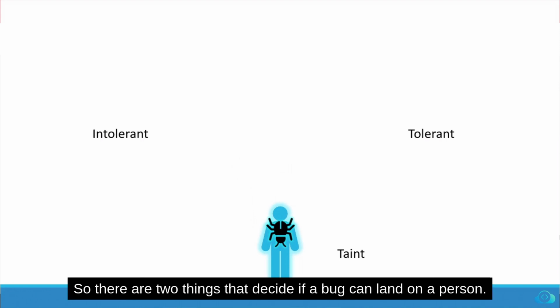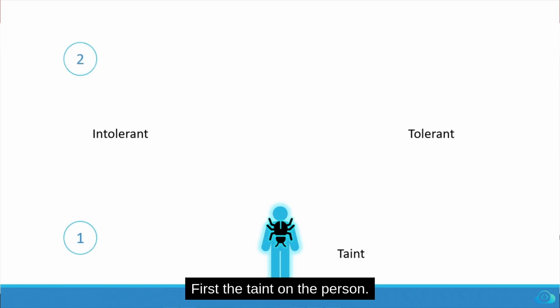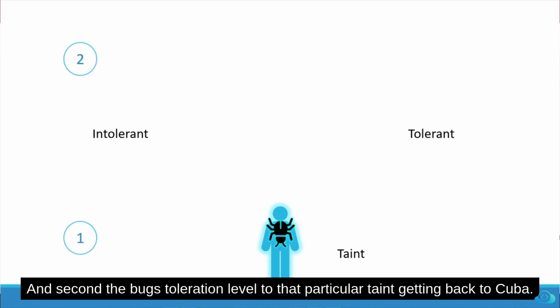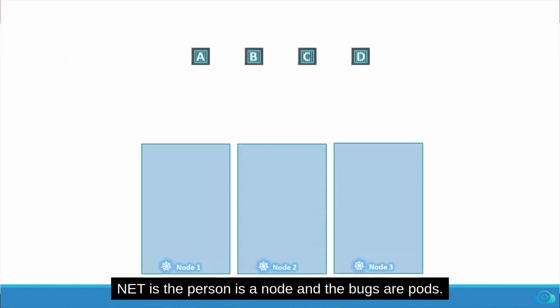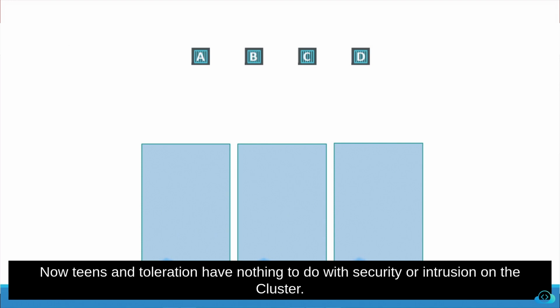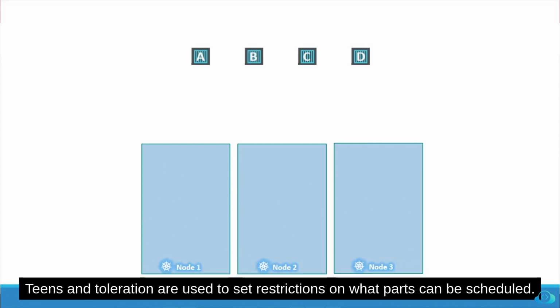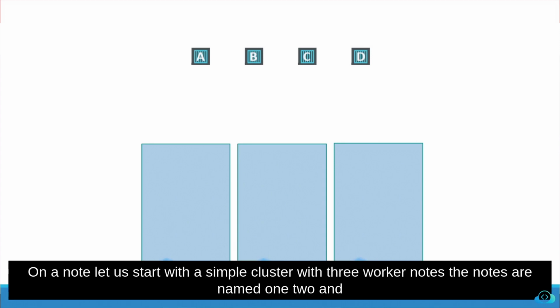So there are 2 things that decide if a bug can land on a person. First, the taint on the person, and second, the bug's toleration level to that particular taint. Getting back to Kubernetes, the person is a node and the bugs are pods. Now, taints and tolerations have nothing to do with security or intrusion on the cluster. Taints and tolerations are used to set restrictions on what pods can be scheduled on a node.